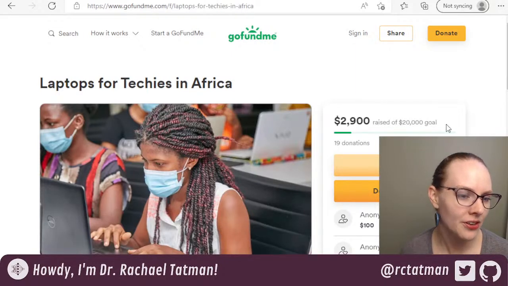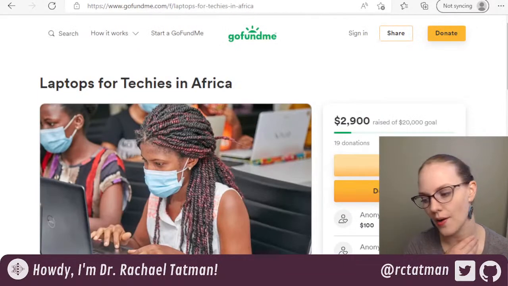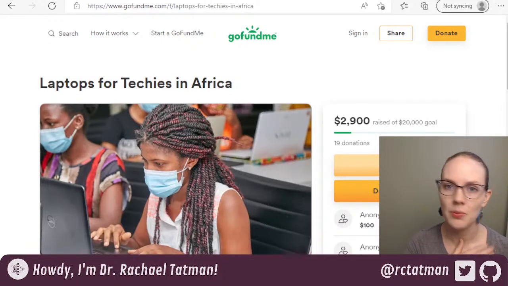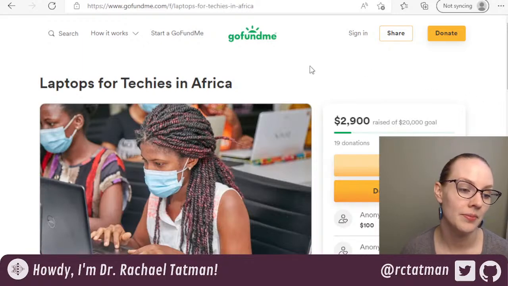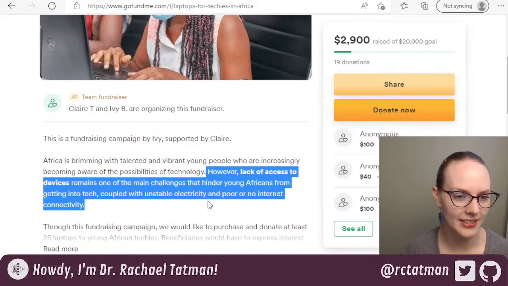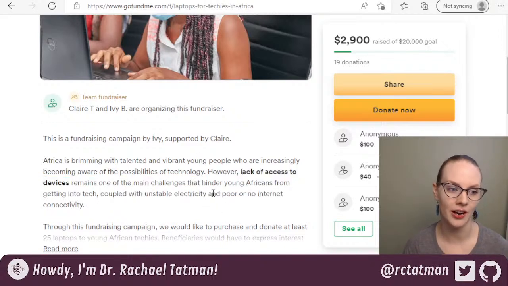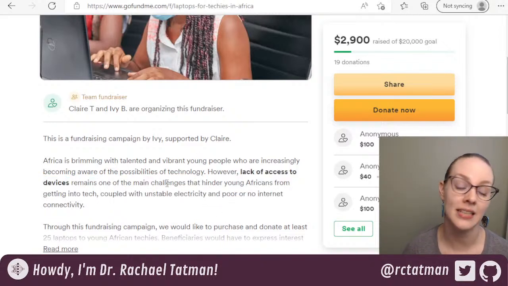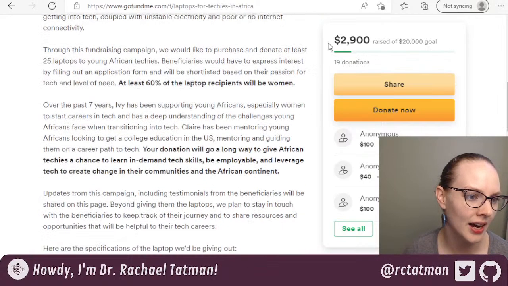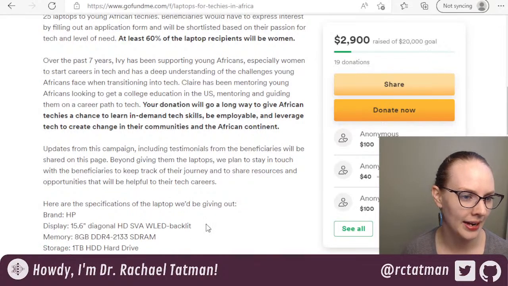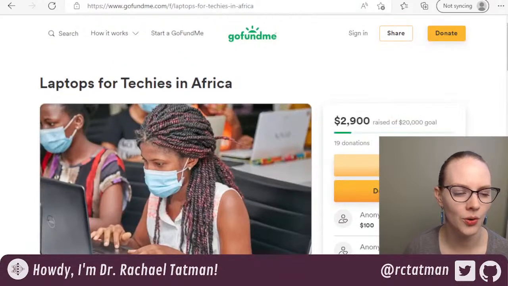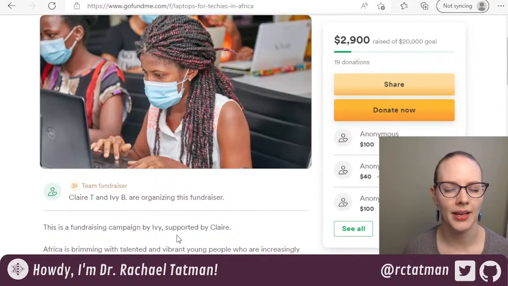And this is a fundraiser to help African people who are interested in getting into tech get access to devices. So as they say here, lack of access to devices remains one of the main challenges that hinder young Africans from getting into tech, coupled with unstable electricity and poor or no internet connection. And this fundraiser was organized by Claire T and Ivy B, whose Twitter handle is Ivy.